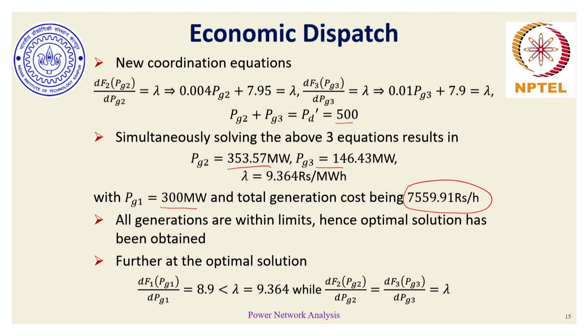And we can also check this condition: when PG1 was violating its limit, generation 1 being costlier, its incremental cost of supply is actually greater than the current lambda, which is 9.364, while for the other 2 generators which are within their limit, their incremental cost of generation is the same as the incremental cost of supplying the load.